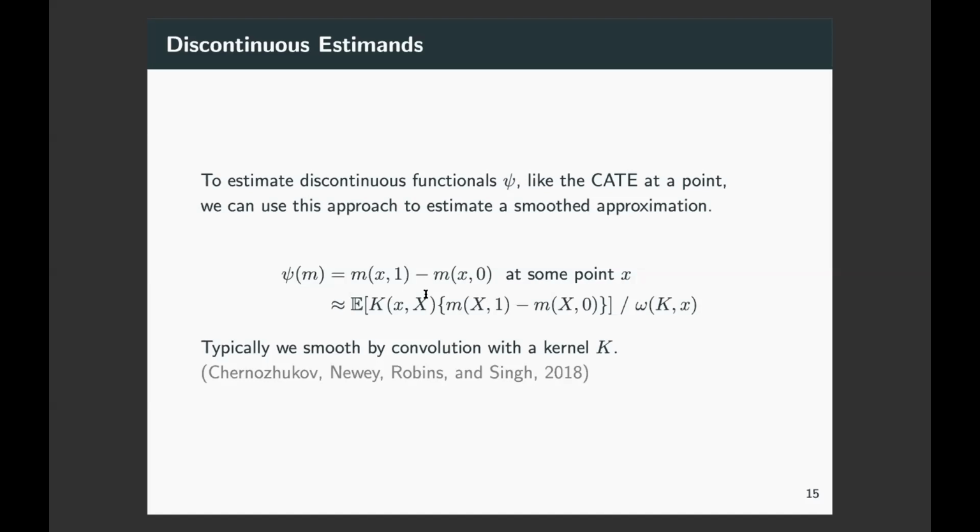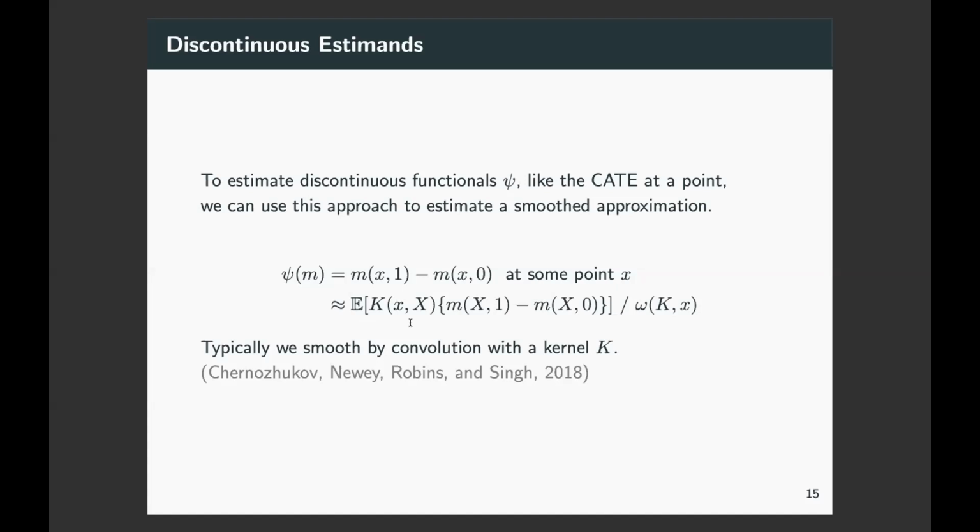So basically we smooth by convolution with some sort of kernel, and we can apply the same techniques. And by varying the bandwidth of the kernel, we can vary how easy this thing is to estimate versus how close it is to the CATE itself. Okay, so that kind of closes the story I wanted to tell on what we can do with this estimator.